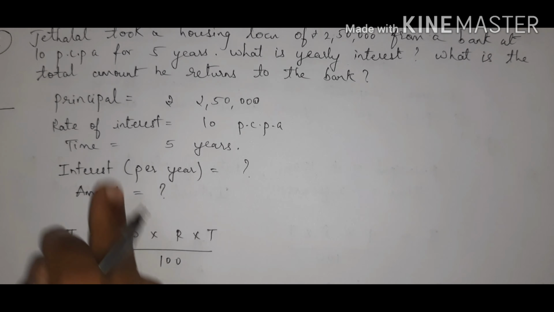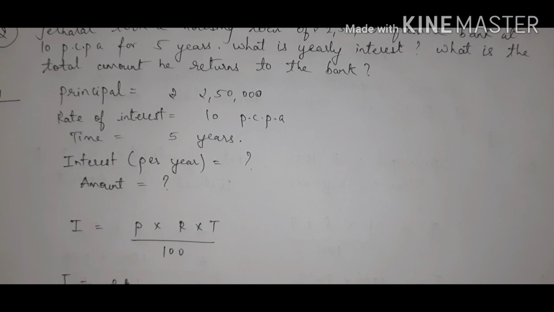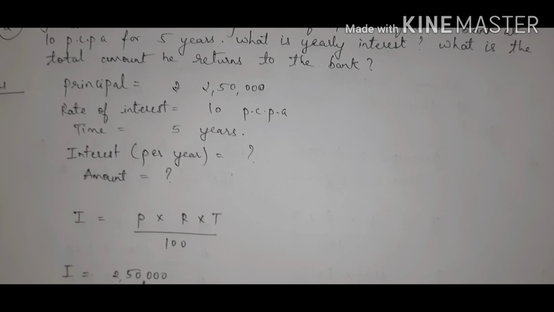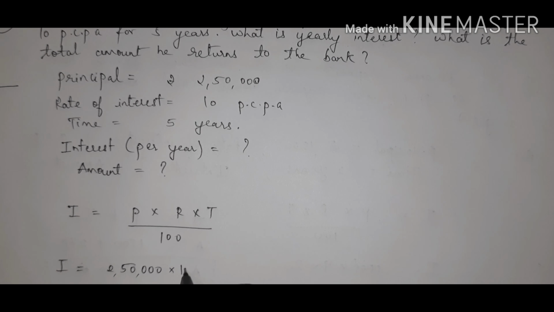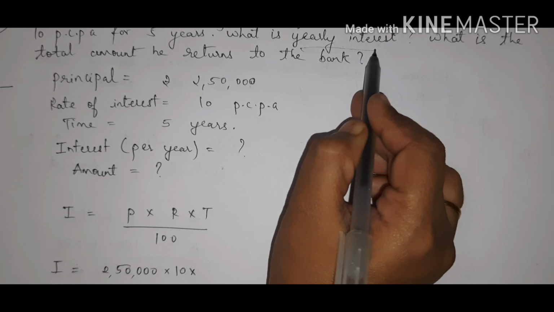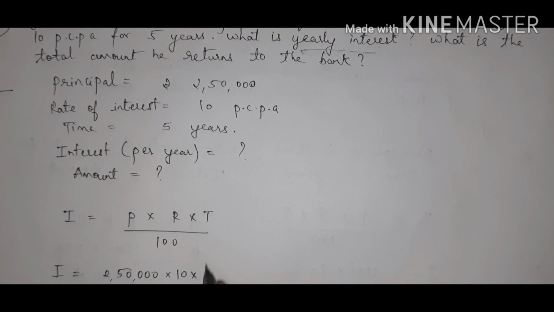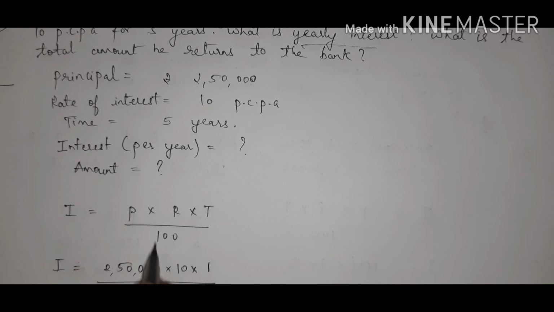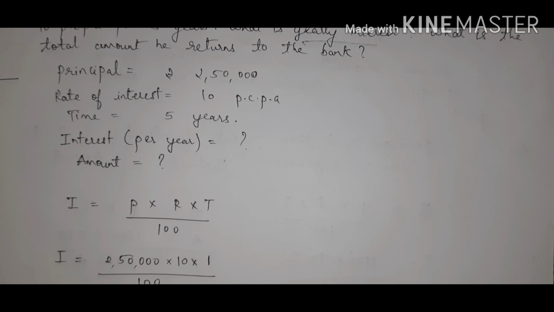So I is equal to P, the principal amount, which is 2,50,000, into rate, which is given as 10, into time. First we will not find it for 5 years, we will find the yearly interest, because we have to find the 1 year interest. So we will substitute time as 1 year and divide by 100.